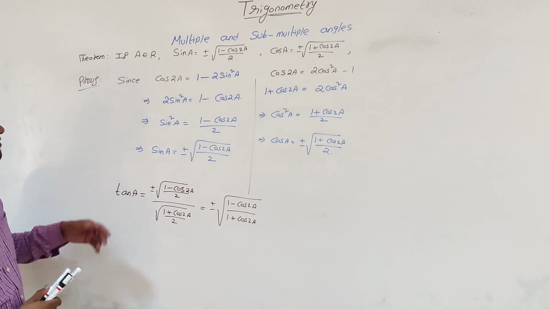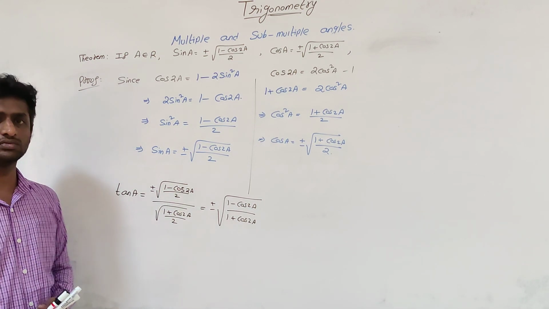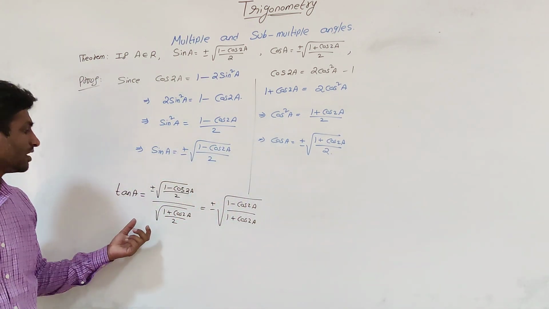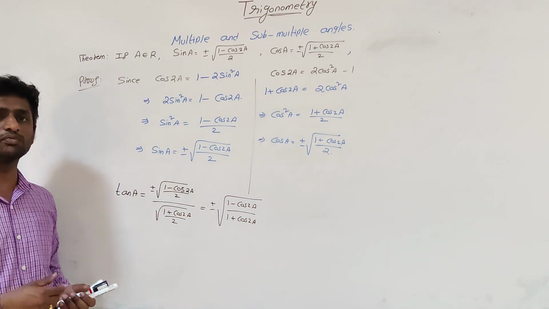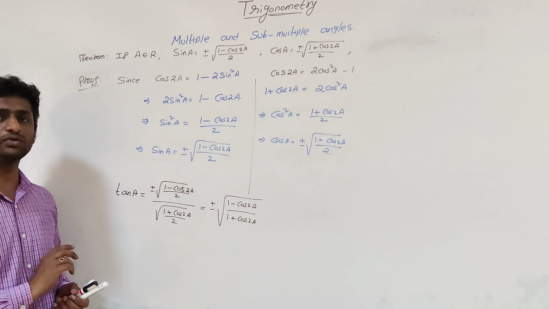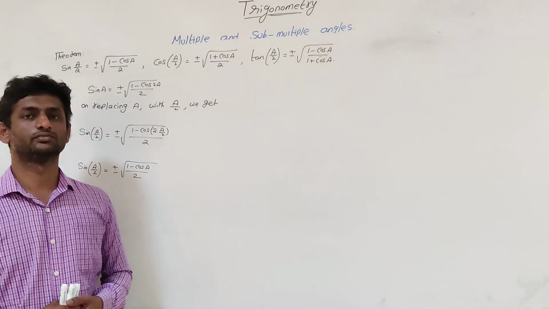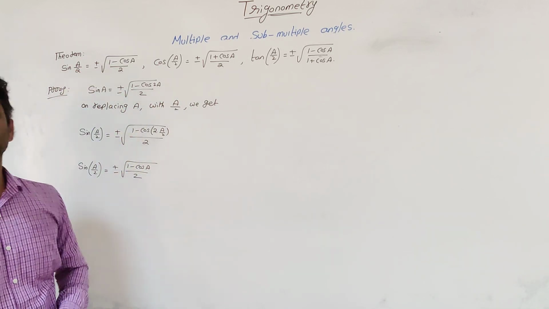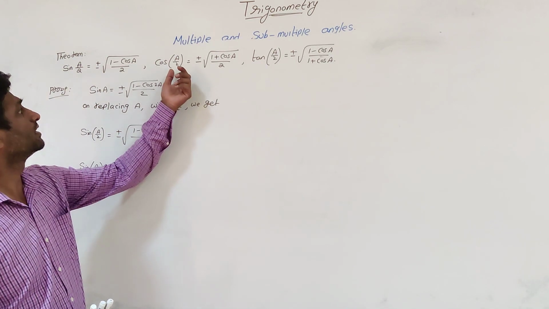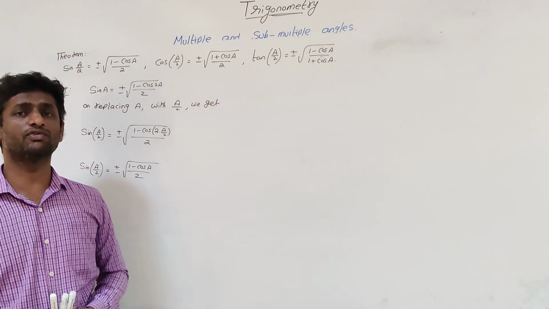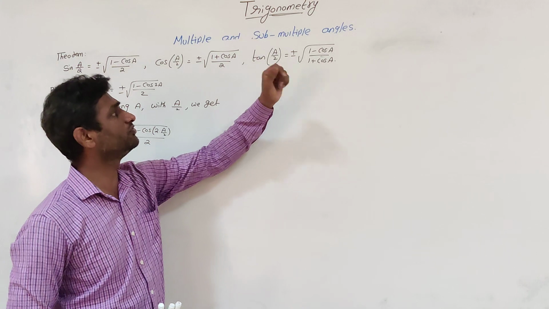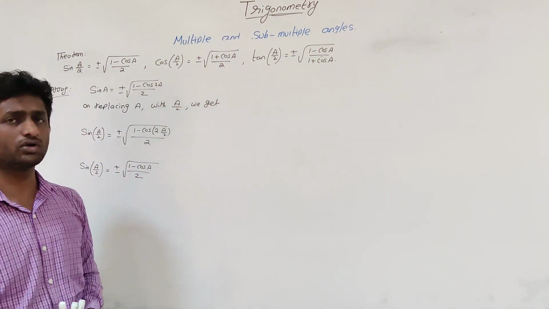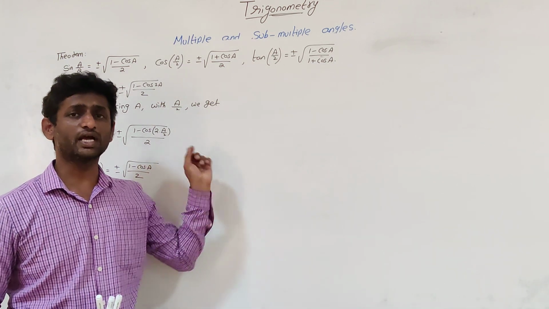Means if you replace a with a by 2, you will get sin a by 2, cos a by 2 and tan of a by 2. We will see what are the formulas for sin a by 2, cos of a by 2 and tan of a by 2. That is, sin of a by 2 is plus or minus under root of 1 minus cos a by 2. Cos of a by 2 will be plus or minus under root of 1 plus cos a by 2. And tan of a by 2 will be plus or minus under root of 1 minus cos a by 1 plus cos a.